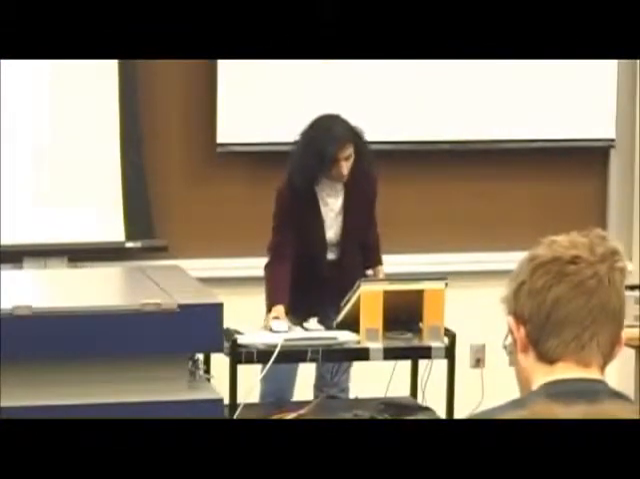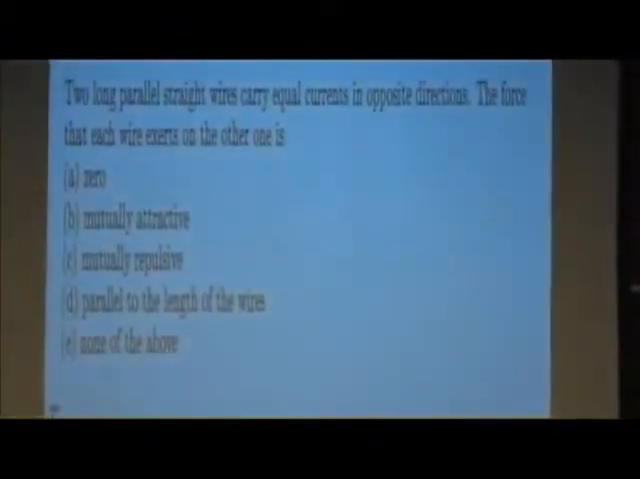All right, let's move on and try this one. It says two long parallel straight wires carry equal currents in opposite directions. The force that each wire exerts on the other one is: zero, mutually attractive, mutually repulsive, parallel to the length of the wires, or none of the above. Take one minute. This is something I am going to discuss more today, but you might be able to figure it out by thinking about all the things we have already learned.